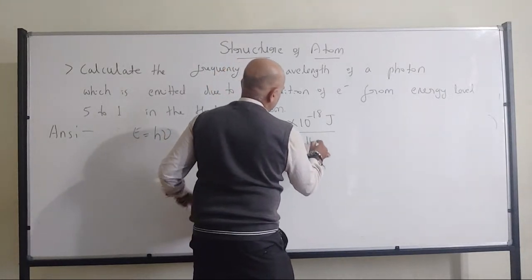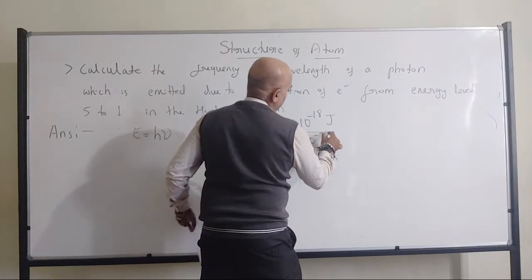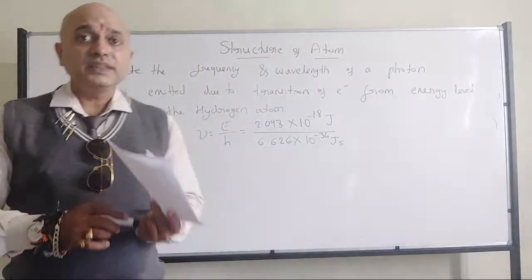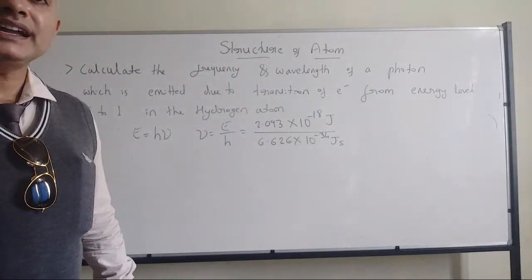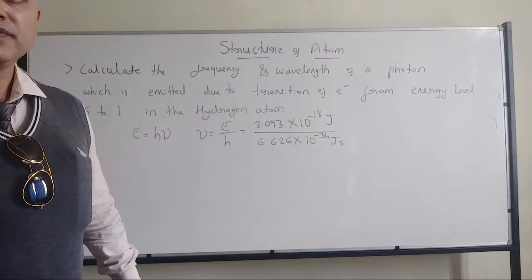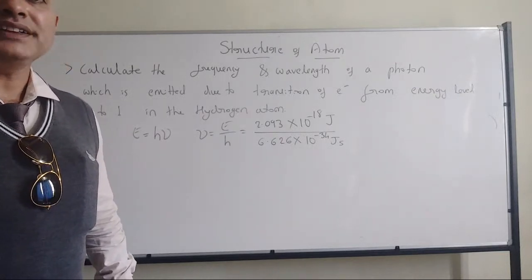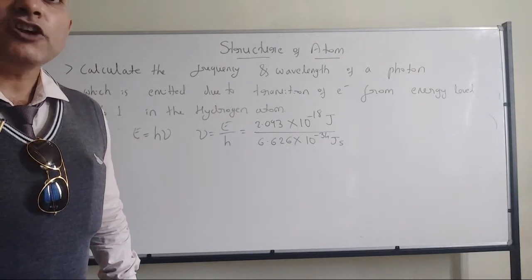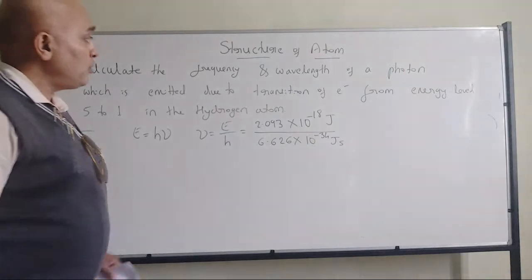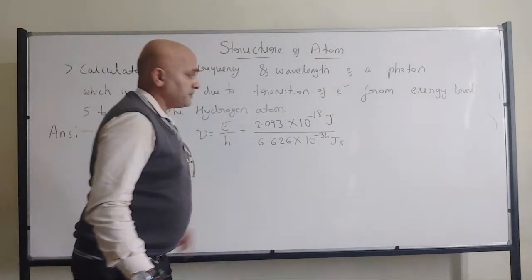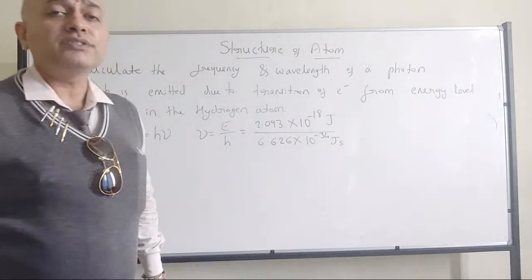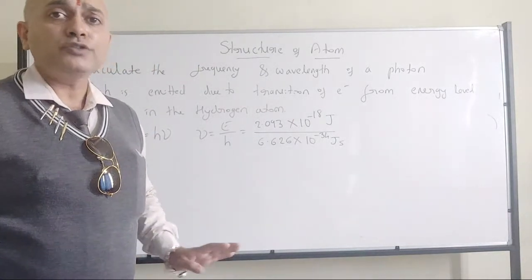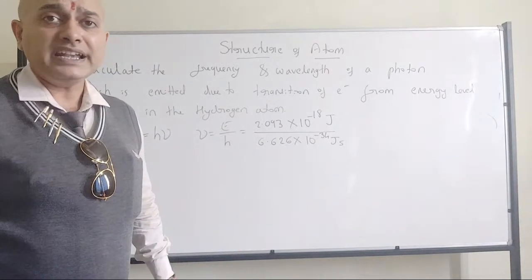6.626 into 10 to the power of minus 34 joule second. Once again I will tell, energy negative indicates that it is getting released, that's all. Energy positive indicates that it is getting utilized. Otherwise energy cannot be negative, right? So therefore don't put the negative value over here. So many students will do that. For further calculation we should take only that value, not with the sign, positive or negative.